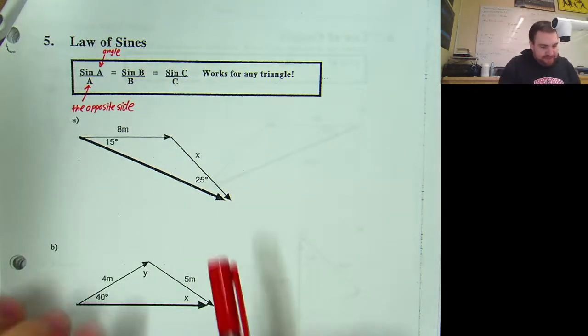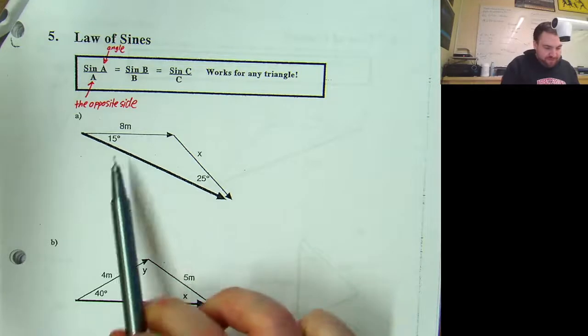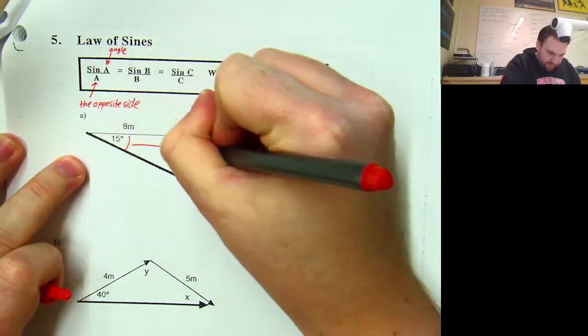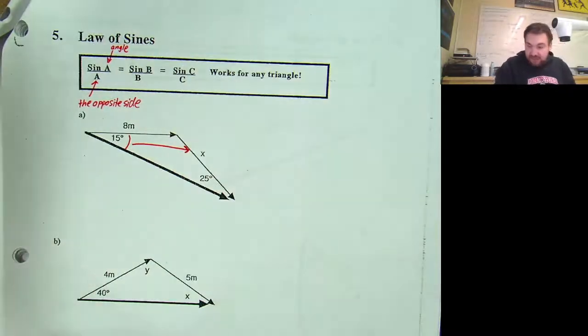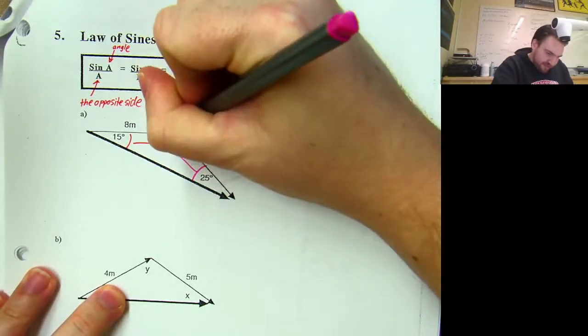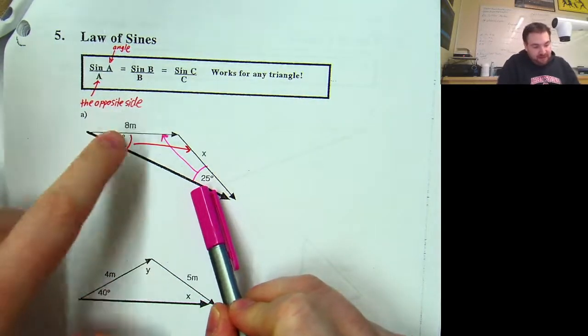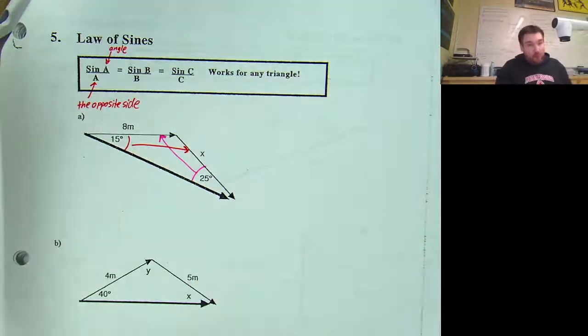An example would be something like this. If I've got this triangle, they don't have to be right angle triangles. We've got a 15-degree angle, and we're looking for the opposite side here. And we've got these two, 25 and the opposite side there. Because we have an angle and opposite side and another angle, and we're looking for the opposite side, this would be a classic example to use the law of sines. Hoping this is review. If it isn't, please let me know.